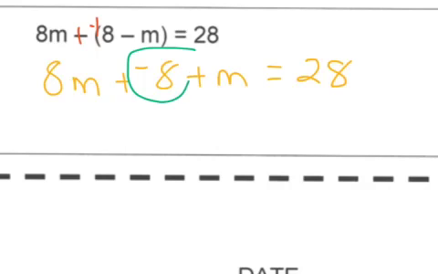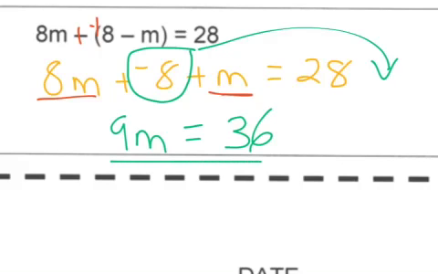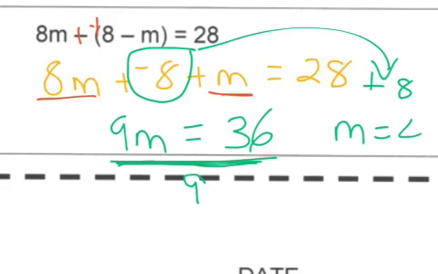I have a negative 8 to move. I have an m and an 8m to combine. So I'll just do that step all at once. Got 9m equal to 28 plus 8. That would give me a 36. Negative 8 moved over here and became plus 8. So 9m equals 36, and we would divide by 9. M equal 4, positive 4.